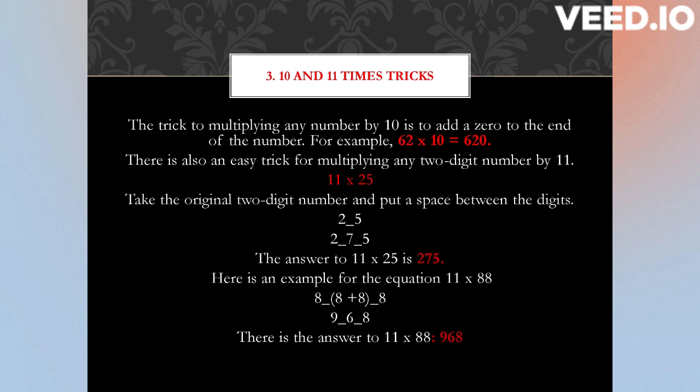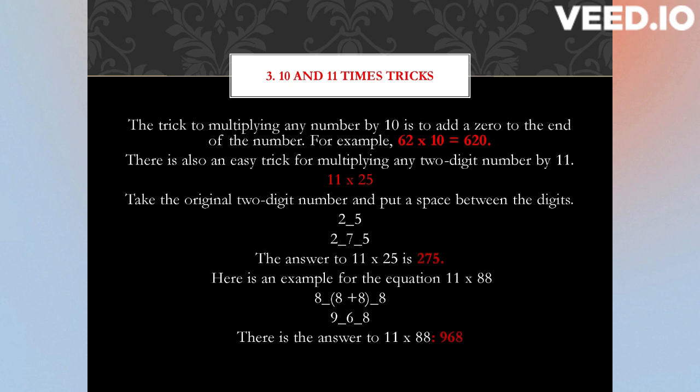Now, when you are multiplying any number with 11, see here I have taken the example of 11 and 25. You have to write 25 with a space in between the two digits. Below, I have given 2 and 5, and in the middle a small blank. Now you have to add 2 and 5, which is 7. So this is the answer. When you multiply 11 and 25, the answer is 275. This is very simple.